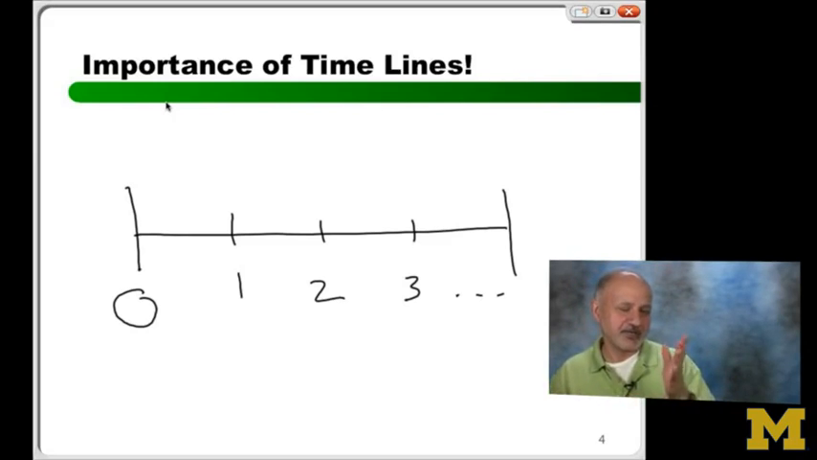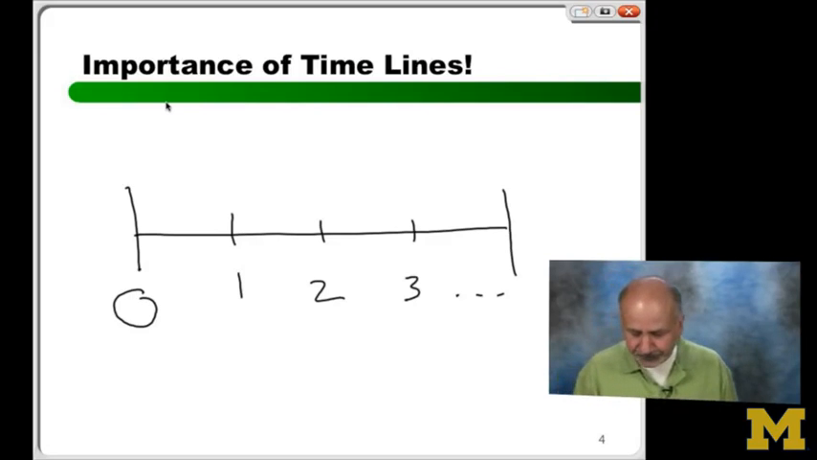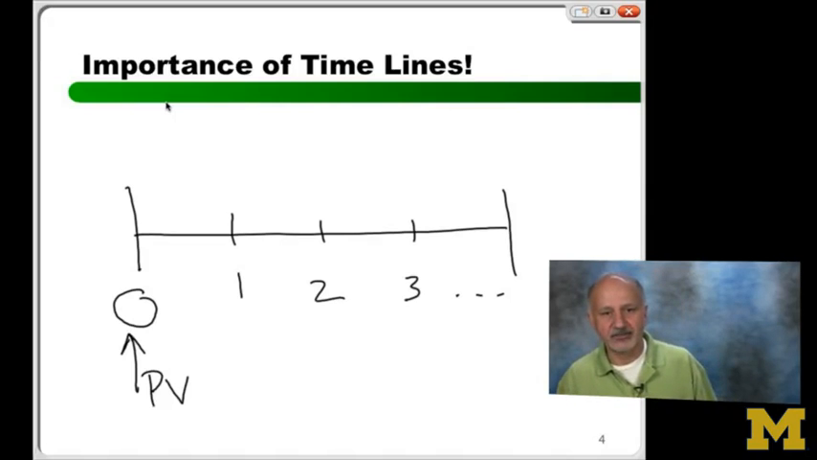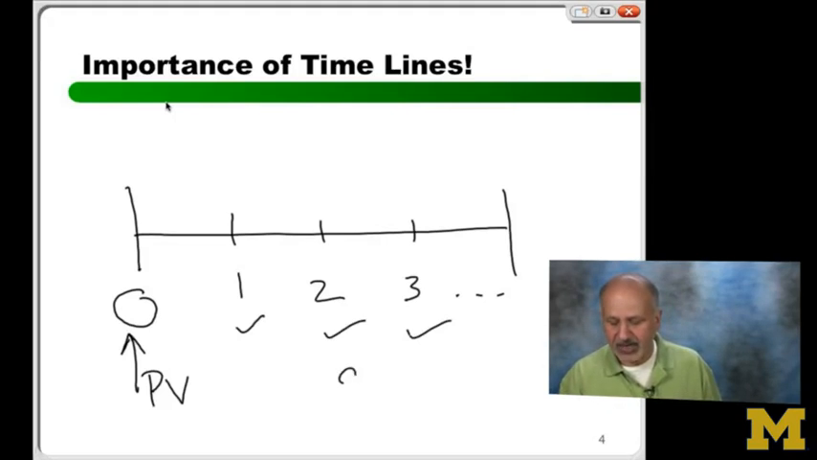And you can put pretty much anything on a timeline. So here's the first thing. At this point, we'll typically call this PV, present value. Then the number of periods are pretty obvious. So this is 1, 2, 3, and this is N. N reflects these time periods.